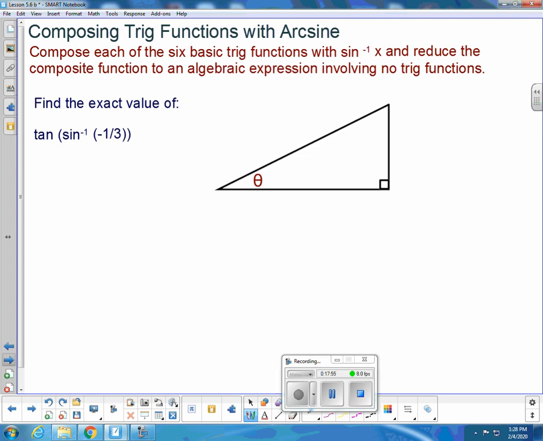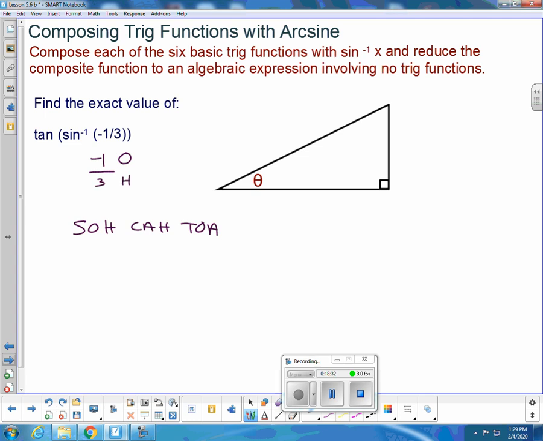So the sine is -1/3. What does sine equal? SOHCAHTOA, what's sine equal? Opposite over hypotenuse. So the -1 is the opposite side, and the 3 is the hypotenuse.